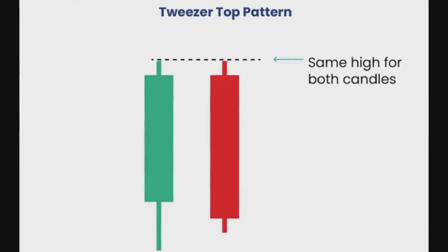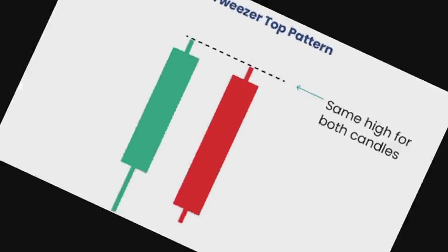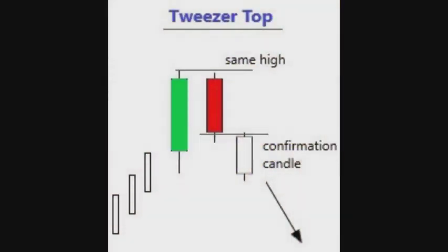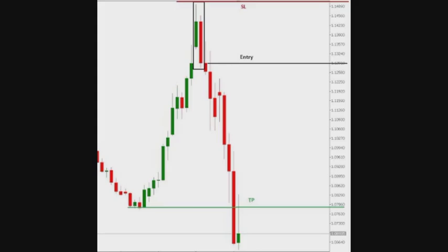How do we trade the Tweezer top candlestick pattern? We wait for confirmation or completion of the pattern at a resistance level. We enter a short position after a confirmation candle closes below the Tweezer top pattern. We place our stop loss above the highs of the Tweezer candles, and then we take profit at a nearby support level or use a predetermined risk to reward ratio of 1:3.